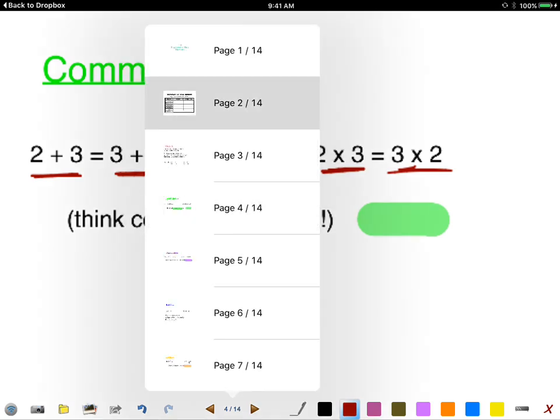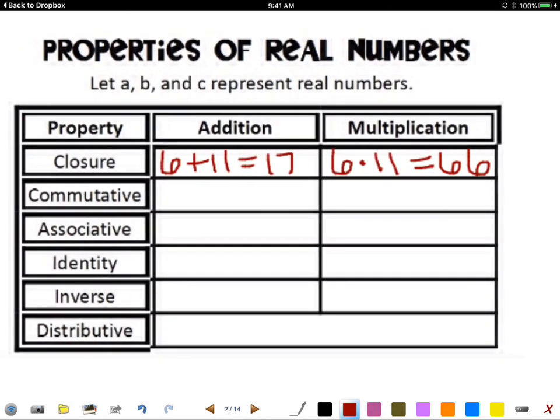So you're going to want to add this to your chart here. So for example, 2 plus 3 for addition is the same thing as 3 plus 2. You don't actually put 5. We're just showing that you can write it either way. And with multiplication, 2 times 3 is the same thing as 3 times 2.